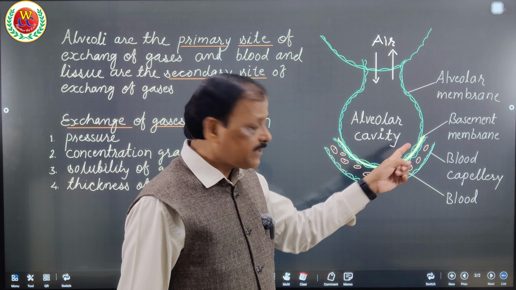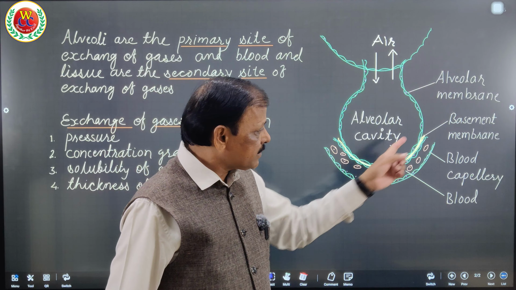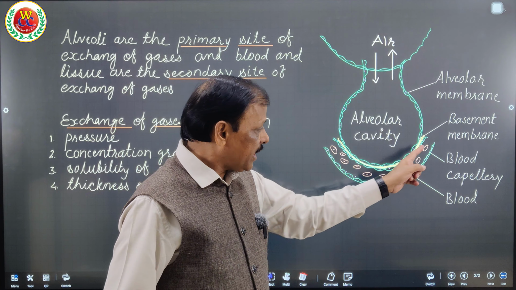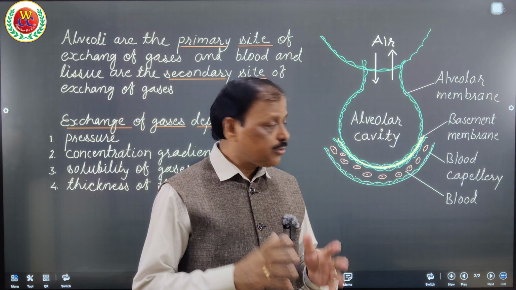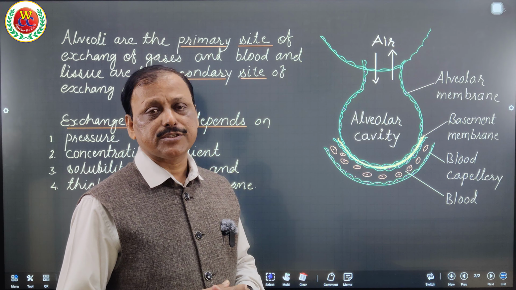So once again, this three-membrane system, the squamous epithelium of alveoli, the basement membrane between these two, and the endothelial membrane of capillaries together, helps to have the exchange of gases between alveoli and blood capillaries. Similarly, when blood capillaries get exposed to the tissue where the exchange of gases occurs, the endothelial membrane of capillaries is squamous epithelial, so it easily allows diffusion of oxygen to the tissue and carbon dioxide from the tissue to the blood.